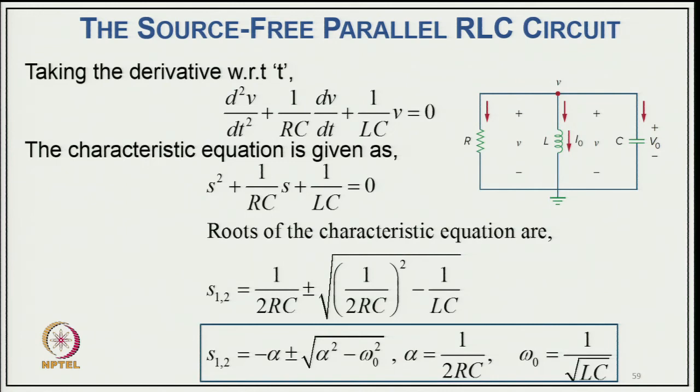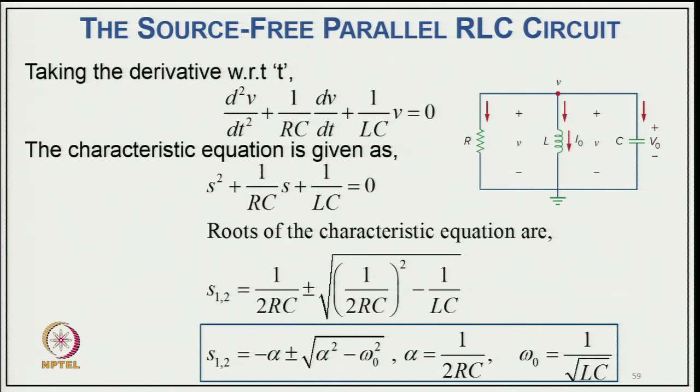So, taking the derivative with respect to t, we get d square V upon dt square plus 1 upon R C dV upon dt plus 1 upon L C into V equal to 0. The only difference compared to the series circuit is that there we took I as the variable, while here we are taking voltage as the variable, that is the voltage across all the elements, whereas there the current was the same in all the elements.